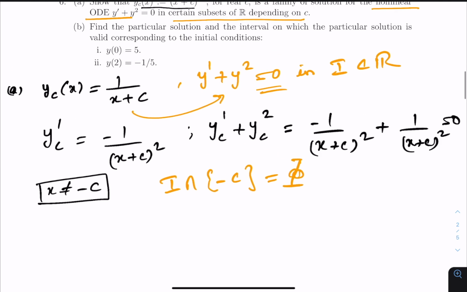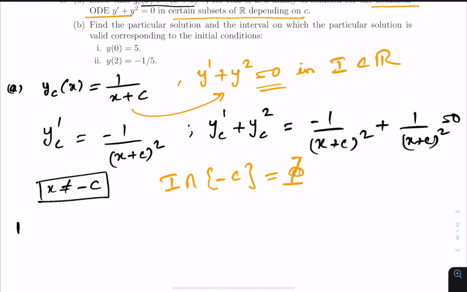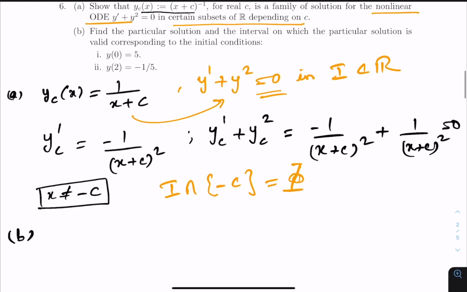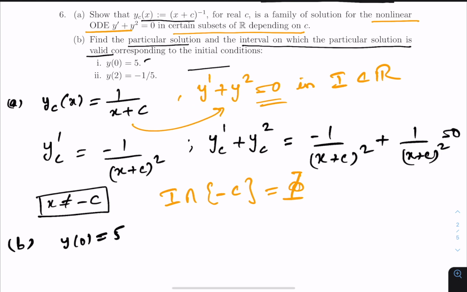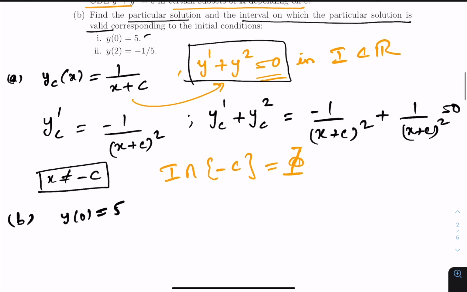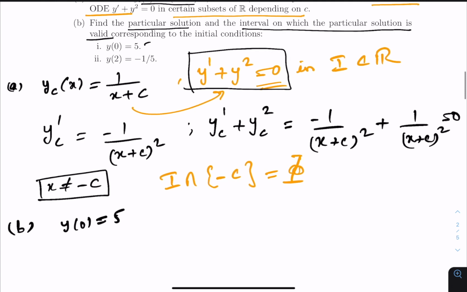Okay, now let's do 6b. 6b is asking us to find a particular solution and the interval on which the particular solution is valid, corresponding to the initial condition. So let's take this initial condition y(0) equal to f, right? So the ODE is not changing. The ODE is this, right? The ODE has not changed. What we are giving is an additional information, which is the initial condition. So now it becomes an IVP. So using this initial condition, and if this is the one parameter family of solutions, you can actually compute the c.